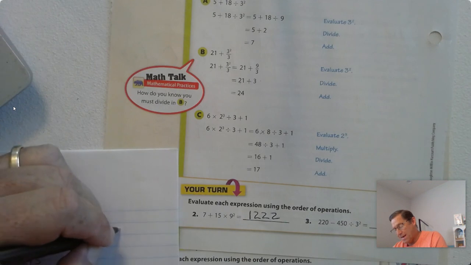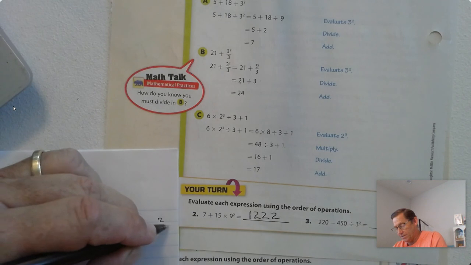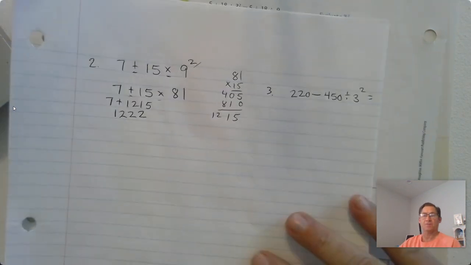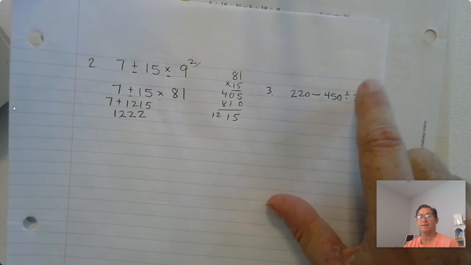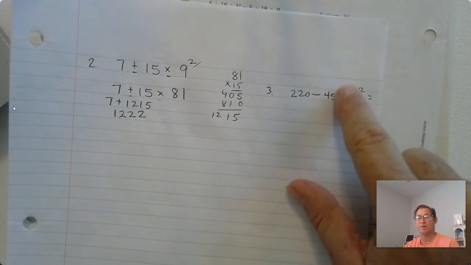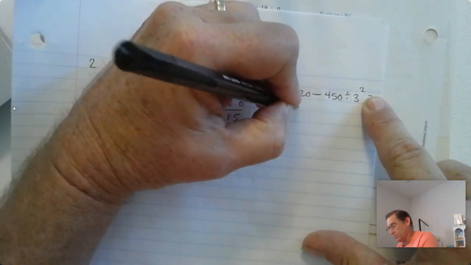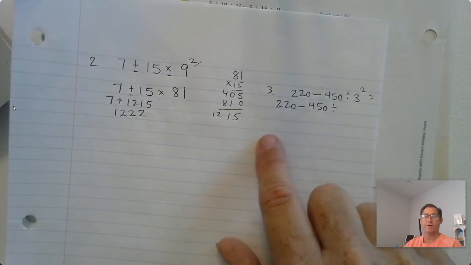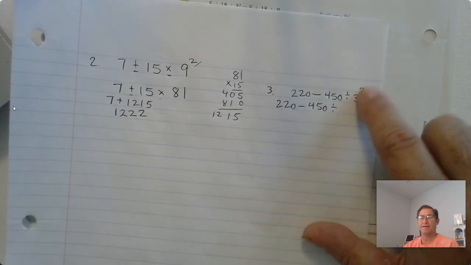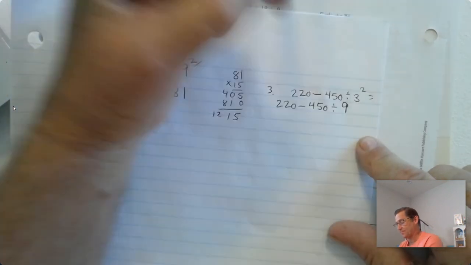220 minus 450 divided by 3 squared. So let's look at this. We have a subtraction, division, exponents. We need to evaluate the value of the exponent first. So don't do anything to any of the other numbers, or the operations. The only thing we're simplifying is the exponent. So 3 squared, 3 times 3 is 9.